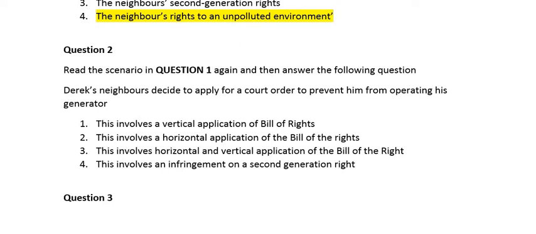Number 1, this involves a vertical application of the Bill of Rights. Number 2, this involves a horizontal application of the Bill of Rights. Number 3, this involves horizontal and vertical application of the Bill of Rights. Number 4, this involves an infringement of a second generation right. So guys, here the correct answer is number 2, which says this involves a horizontal application of the Bill of Rights. So let me underline the answer, guys.